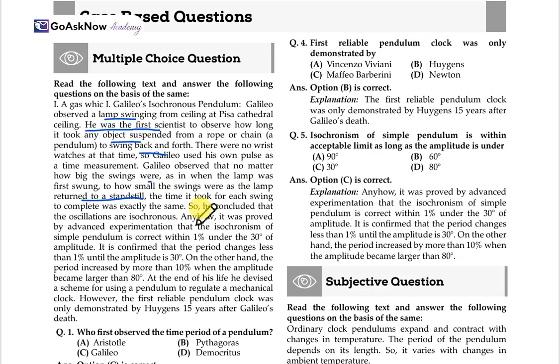So he concluded that the oscillations are isochronous. Later, advanced experiments proved that the isochronism of the simple pendulum is correct within 1% for amplitudes up to 30 degrees. It is confirmed that the period changes less than 1% until the amplitude is 30, and on the other hand the period increases more than 10% when the amplitude becomes larger than 80. At the end of his life, he devised a scheme of using the pendulum to regulate a mechanical clock. However, the first reliable pendulum clock was demonstrated by Huygens, 15 years after Galileo's death.